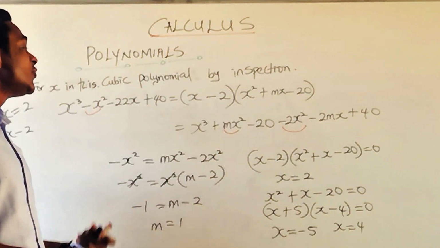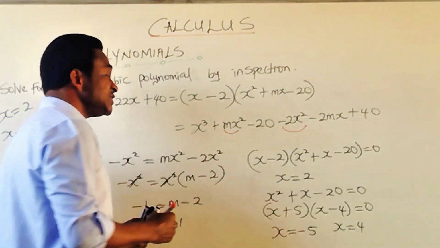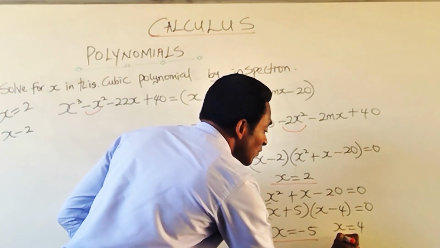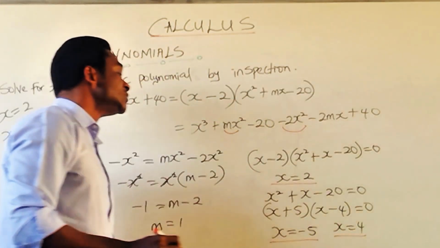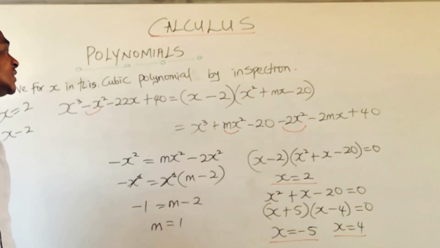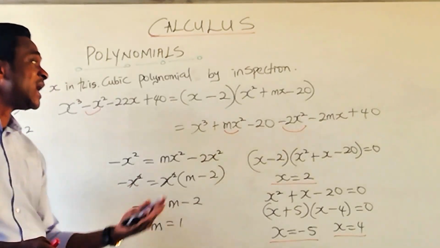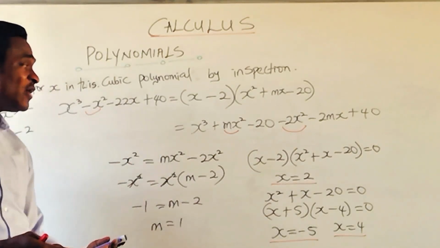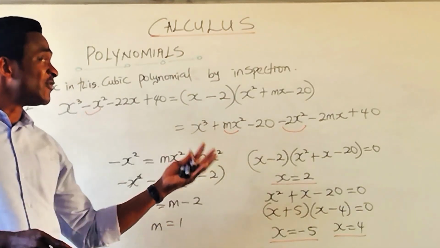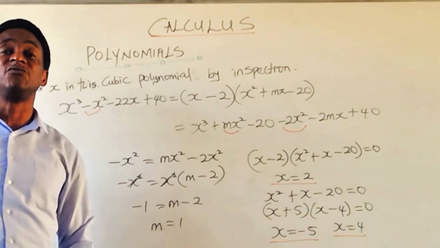So we have fully solved this cubic polynomial using the inspection method, and the three values of x are x equals 2, x equals negative 5 and x equals 4. So this is how we solve this problem using the inspection method. Note all the steps and take care of it. Some of them may not give you direct answers, especially for further studies mathematics. Some of them will lead you to complex numbers, but it is still the same method for all.